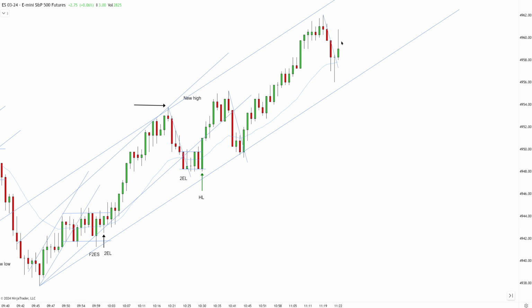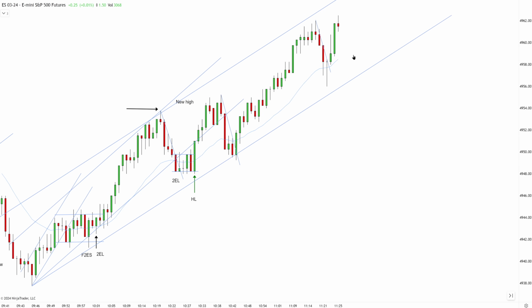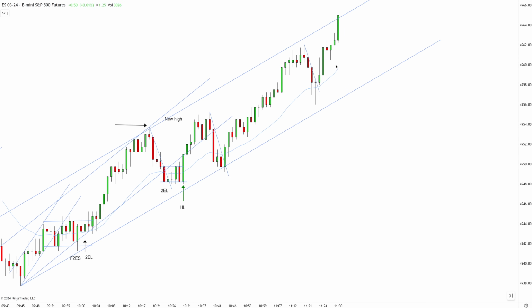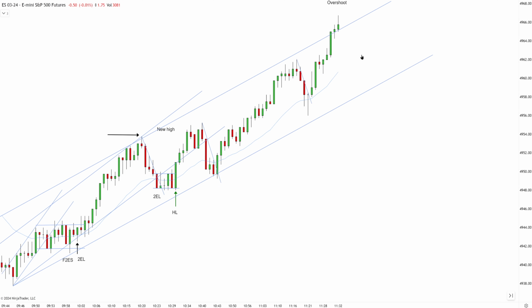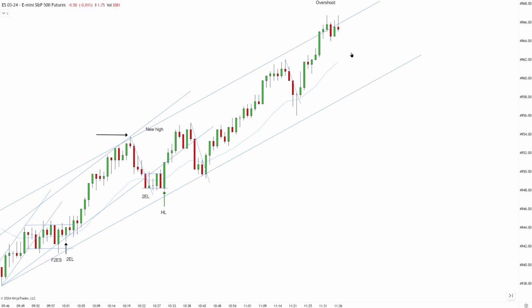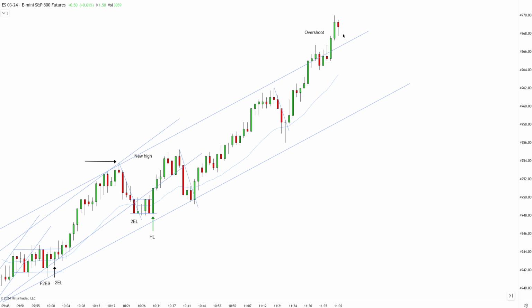New high, first entry long, can get a second entry long. And there was no second entry long. Only first entry long worked. Doesn't happen that often, but it happened today. And now we have overshoot again. So we already had one overshoot. So we know what to expect.